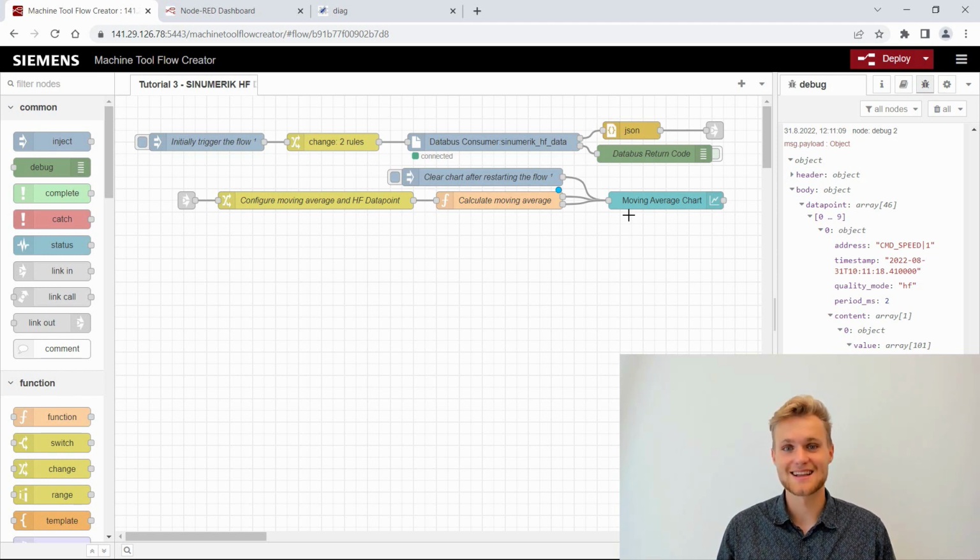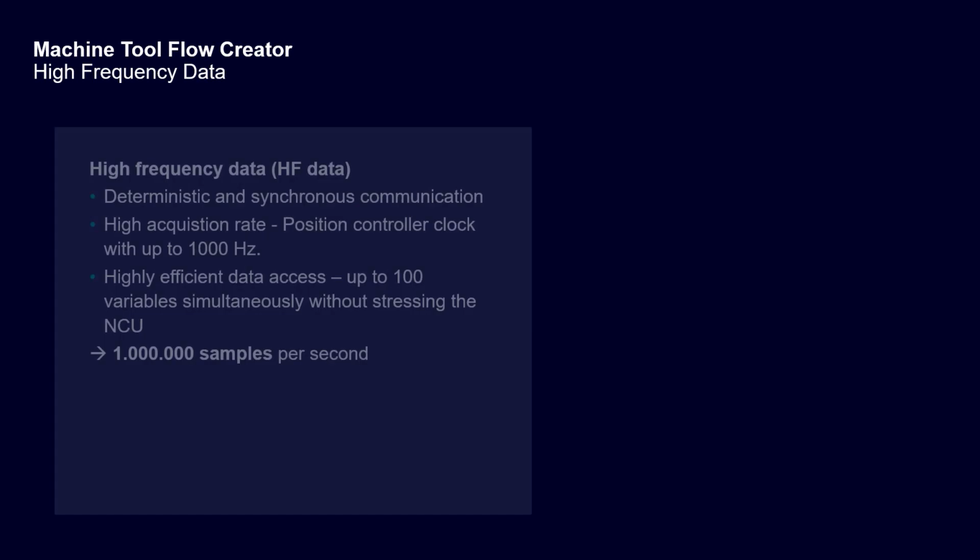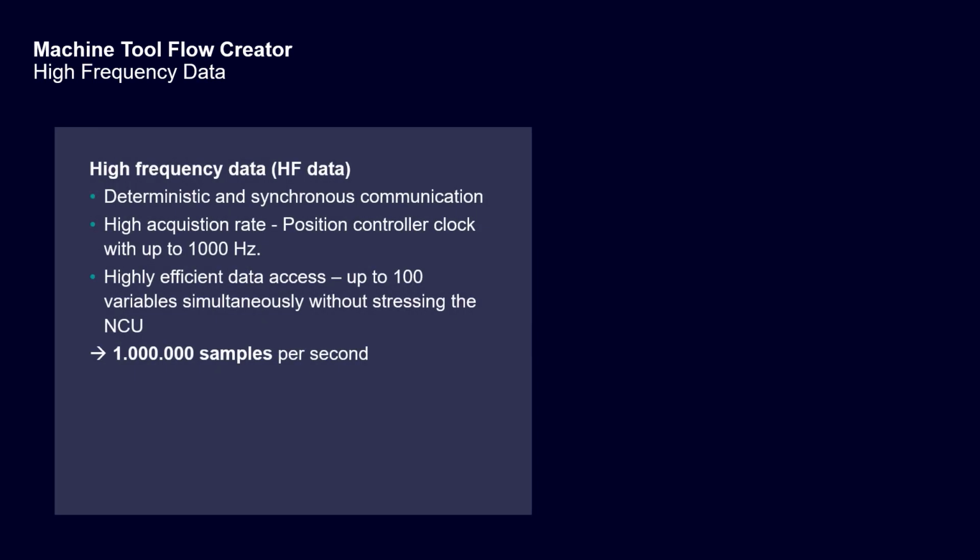But before that, let's talk about the term high frequency data. High frequency data is the term for deterministic and synchronous communication, and the acquisition rate equals the position controller clock, so it can reach up to 1 kilohertz. And the data access is really efficient because you can read up to 100 different variables simultaneously without stressing the NCU. That makes 1 million samples per second.